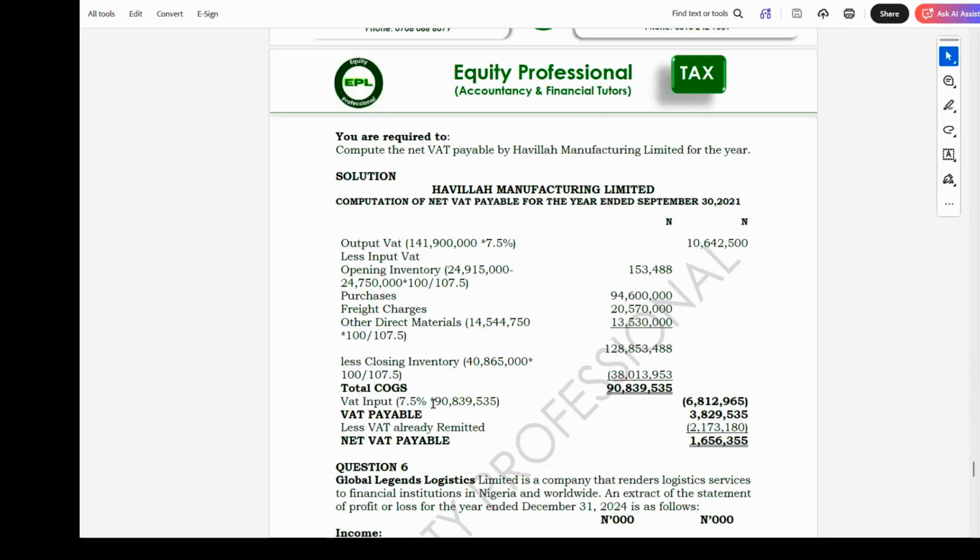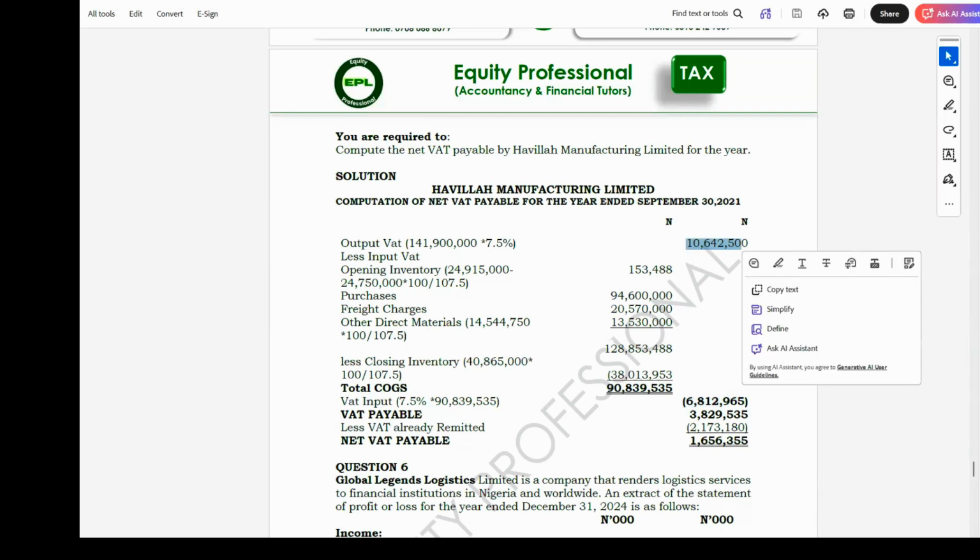So total input VAT will now be 7.5% of this value, which will give us the total input VAT, which is 6,812,965.